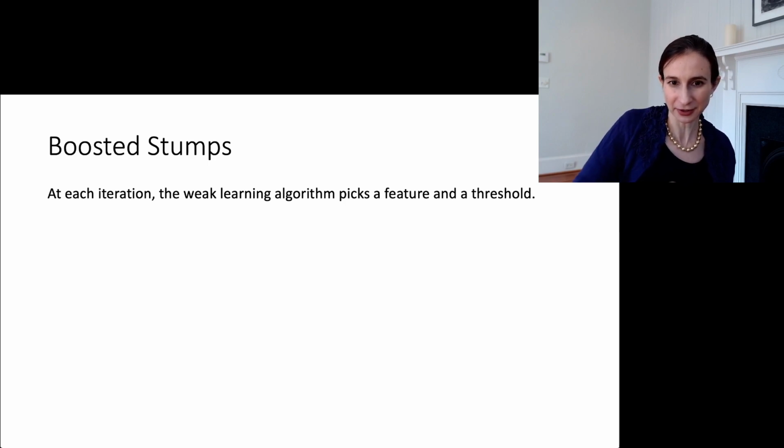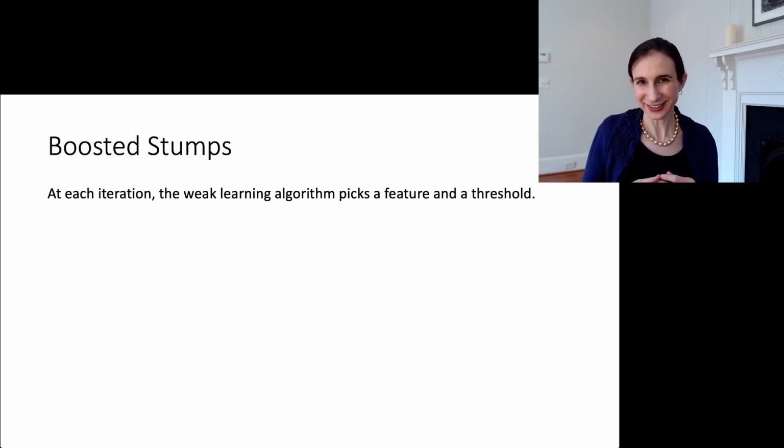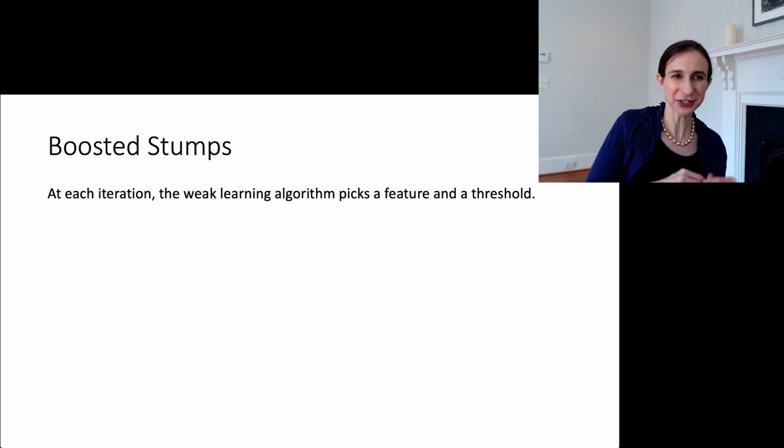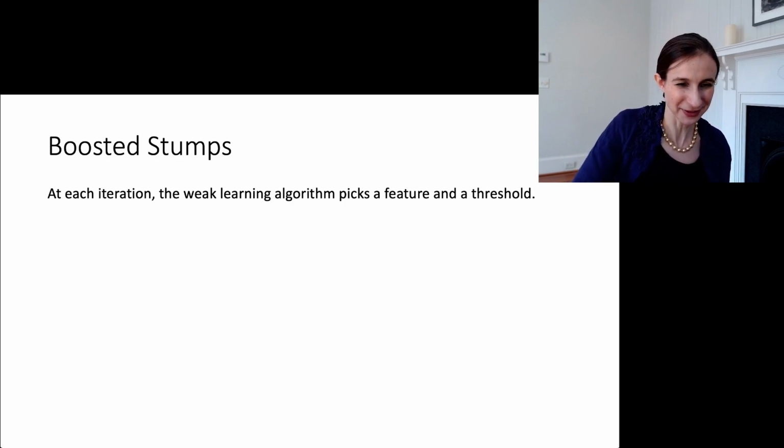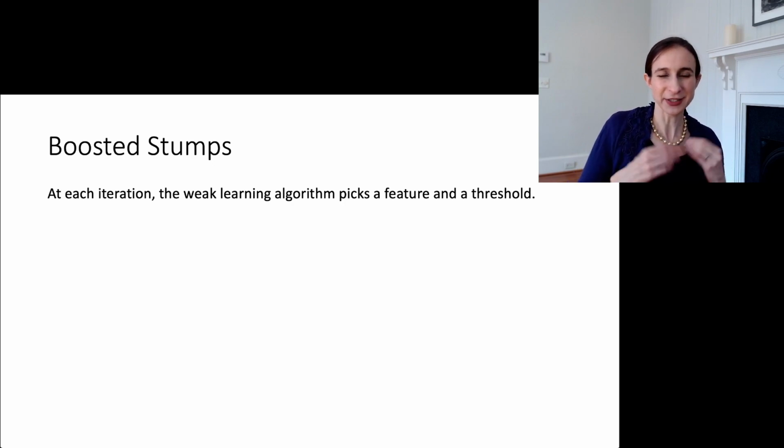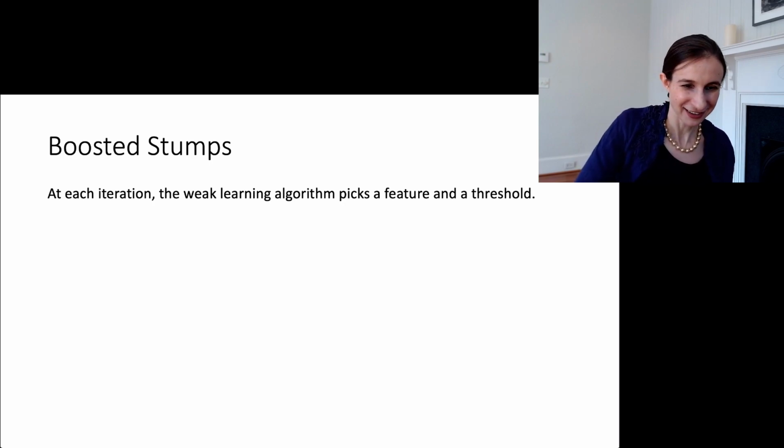Okay, so as you recall from the earlier lectures, in boosted stumps, at each iteration, the weak learning algorithm picks a feature and a threshold, right? These are your weak classifiers. It's a feature and a threshold, okay? So that's a stump. And then AdaBoost will place a coefficient on it. It'll place a weight on it.